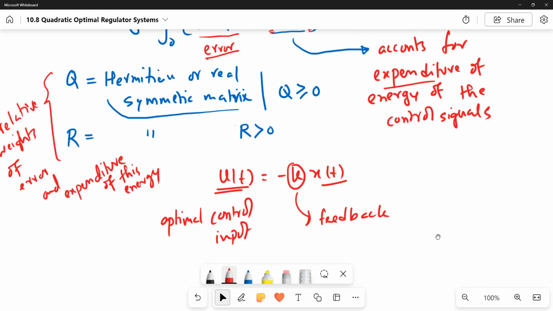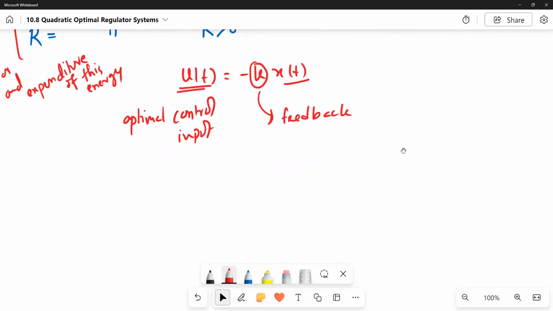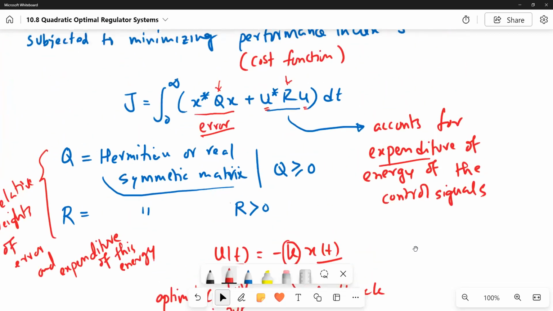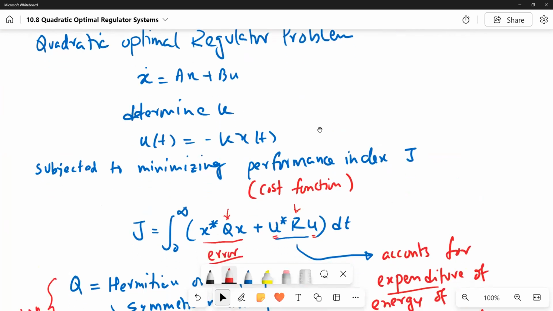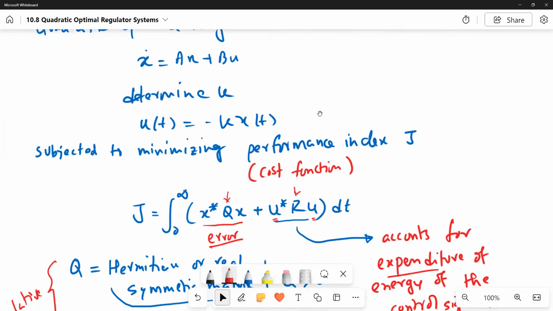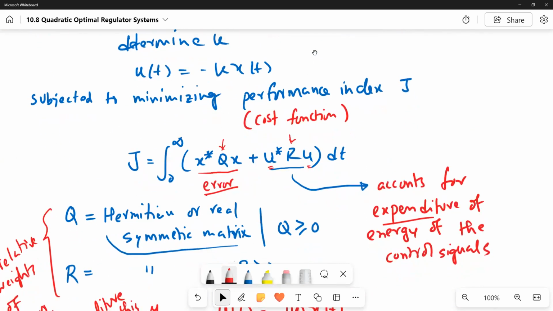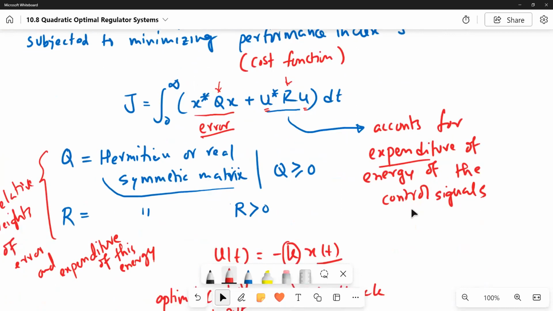Now, our ultimate objective is to find out the k in a systematic way. So now let's solve this problem. I think the problem is well understood. Our problem is we have a system x dot equal to Ax plus Bu. We have to find out the k so that we can determine the input signal or control input, and that is subject to minimizing the cost function or the performance index. So this is our problem.